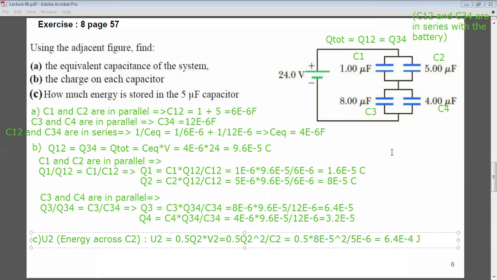Okay, so that's it about capacitors, and that's it about chapter 16. I'm going to upload this on Google Classroom, and tomorrow we will just have a live session where we will work more on chapter 16 and solve one exercise on combination of capacitors, because this is very important. And that's it for now.